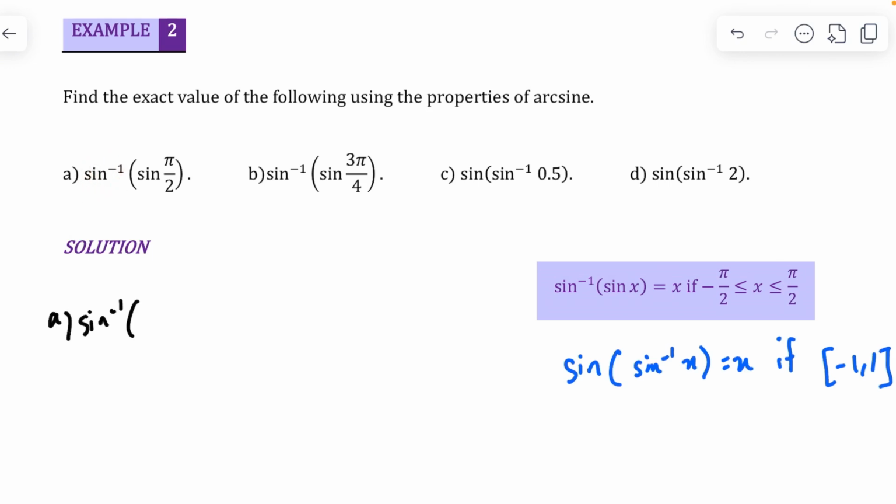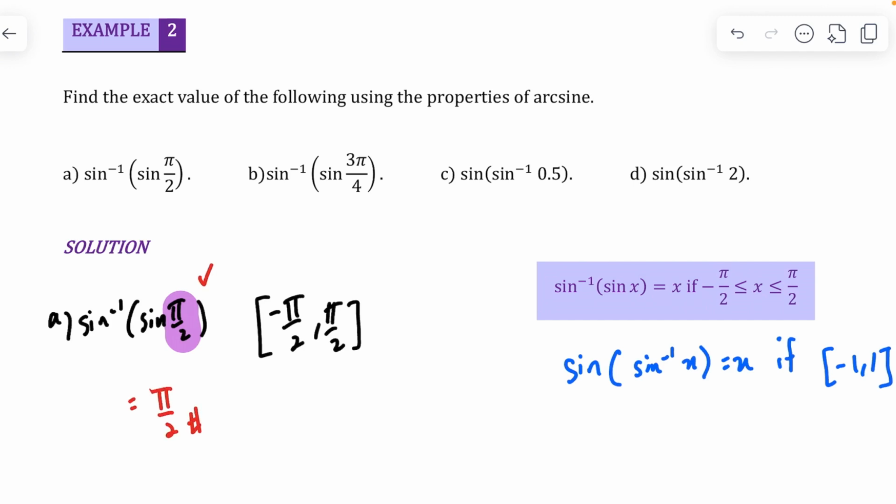So let's see the first one here. The question asks you for inverse sine of sine pi over 2. Okay, so definitely we are referring to this formula here. So this will be equal to x if your domain is within the allowed domain from minus pi over 2 until pi over 2. So let's see our angle here. This is pi over 2. This is definitely within the domain allowed. Therefore, there's no calculation. Straight away, you can write your answer.